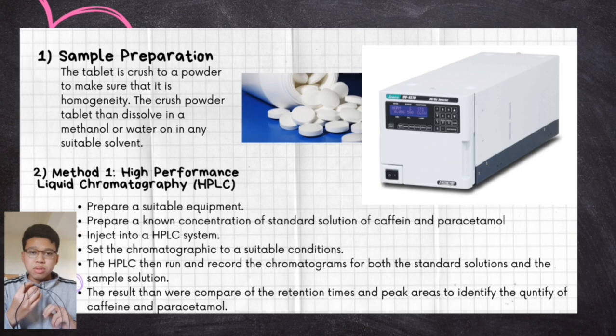Next, the second step consists of two methods. The first method is called high performance liquid chromatography, or HPLC. This method requires an HPLC system with a UV detector. Then a standard solution of caffeine and paracetamol with a known concentration is prepared. The sample is then injected into the HPLC system, set to a suitable flow rate and temperature. The HPLC is then run and the chromatogram is recorded. The result is judged by comparing the retention times and peak areas of the sample with those of the standard to identify and quantify caffeine and paracetamol.